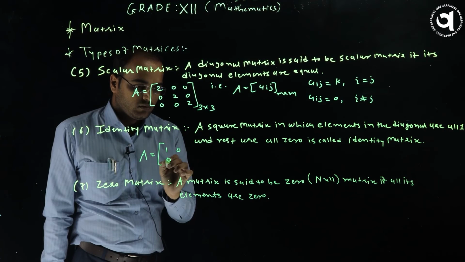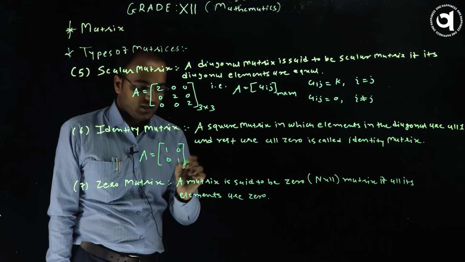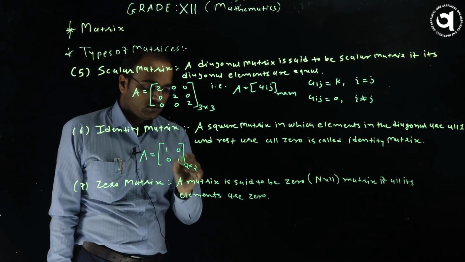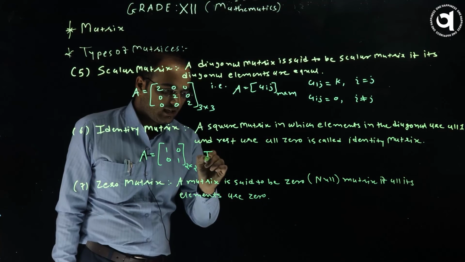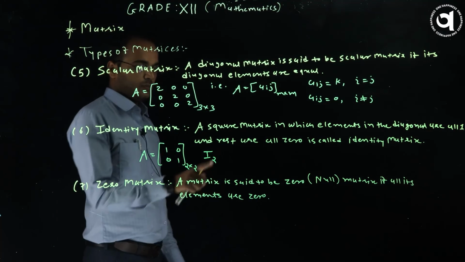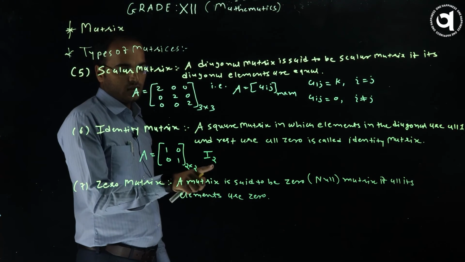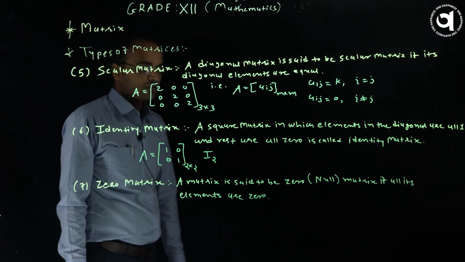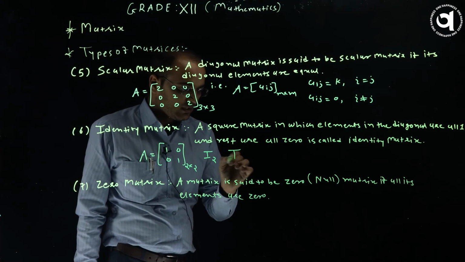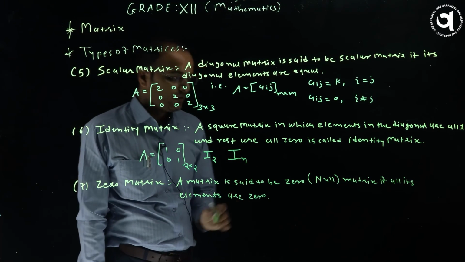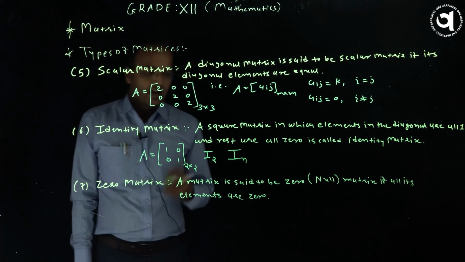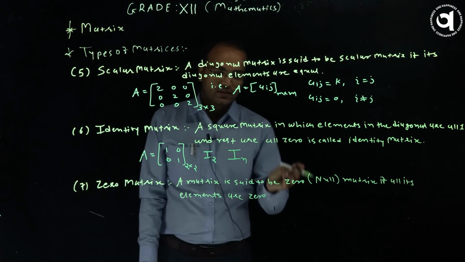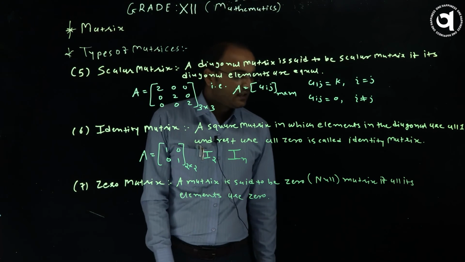An example of an identity matrix is [1 0; 0 1]. This is the 2 by 2 identity matrix, and its notation is I2. That means this indicates the identity matrix of order 2 cross 2, and in general In indicates the identity matrix of order n cross n, that means n rows and n columns.